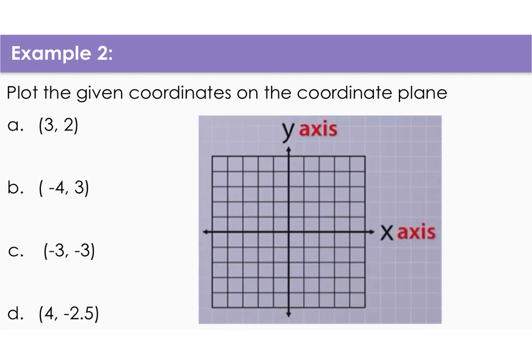Plot the given coordinates on the axis. So remember, they're X, Y. That means I'm going to start at the origin for all. I'm going to go to the right 3. My X value is 3, and my Y value is 2. So up and down is 2. Left and right is at the value 3.